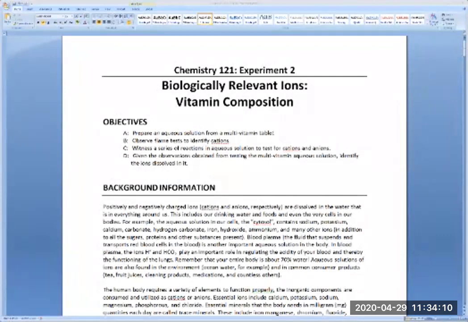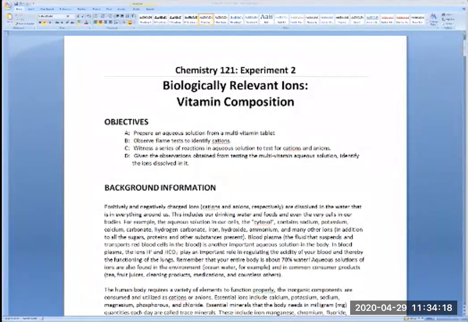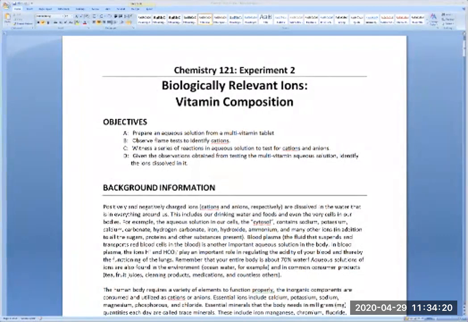So lab 2 is on biologically relevant ions, and we will explore the ions that we can identify in a vitamin solution, a multivitamin solution. And even though it's lab 2, it does not need exactly lab chapter 2 knowledge, but more chapter 3, right? Ions and ionic compounds are part of chapter 3.